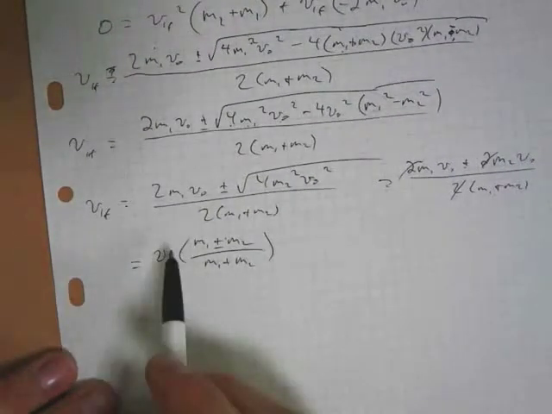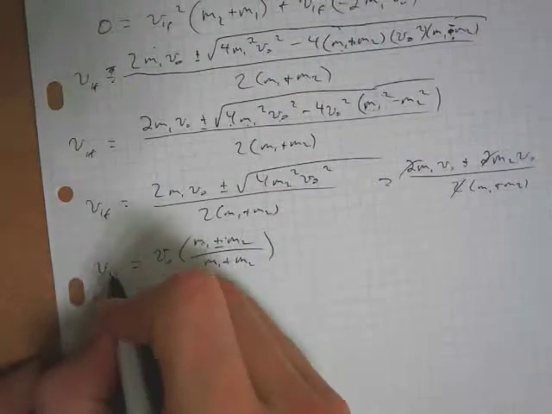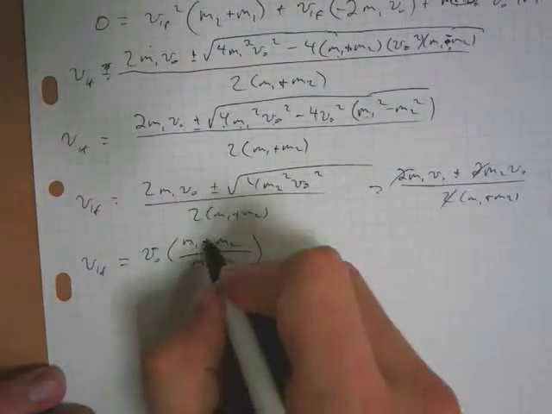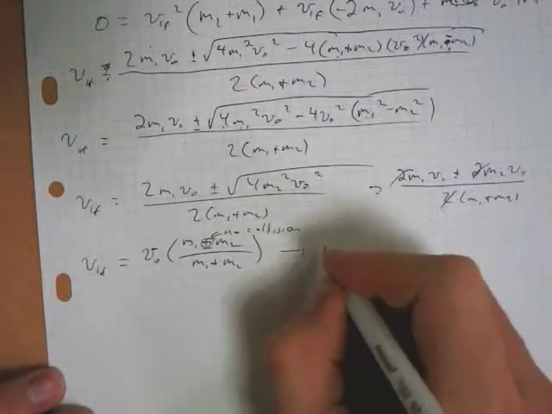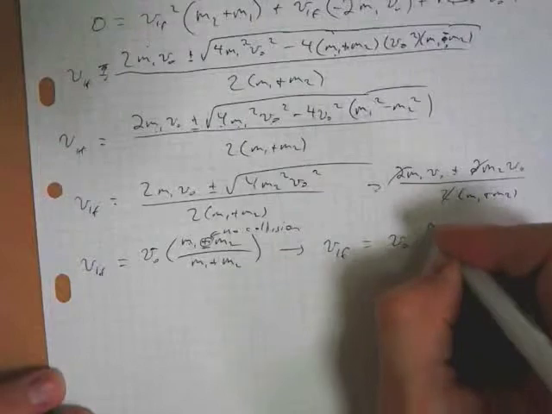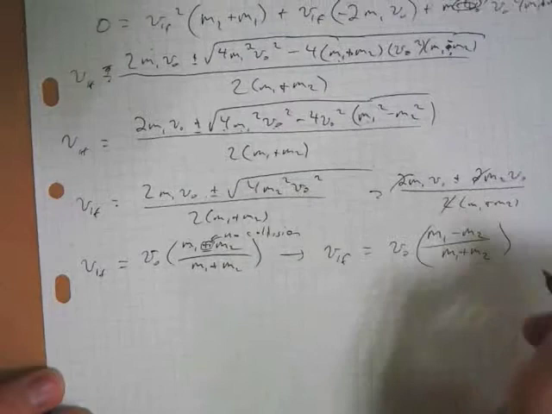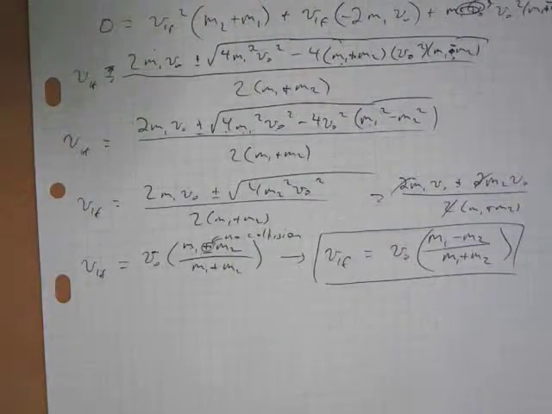Ooh, so that was really nasty algebra, but this is a reasonable result. The plus would give us that v1 final is equal to v0, and that is the case where there is no collision. So the plus means no collision, and so we ignore that, and we can use our result: v1 final equals v0 times m1 minus m2 over m1 plus m2. Wow. So that was some nasty algebra that you probably didn't care to know about, but there it is.